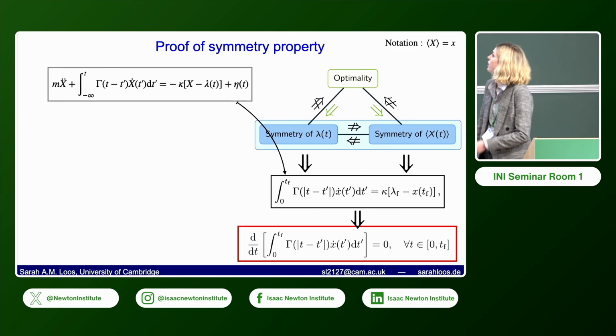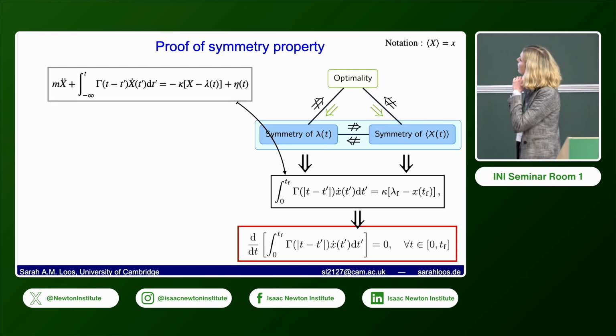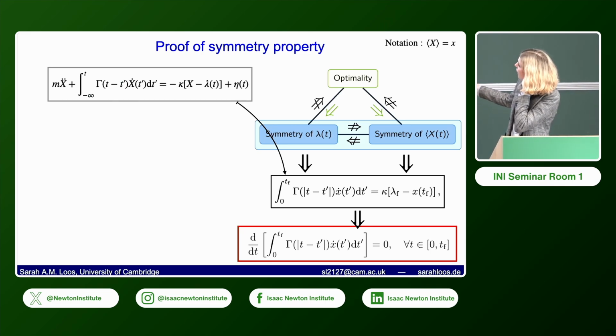So the only thing that needs to be done is to look at the reverse implication. And this can also be shown. So if you assume that the protocol and the mean particle trajectory are both symmetric, you can show that the process obeys this integral equation here.